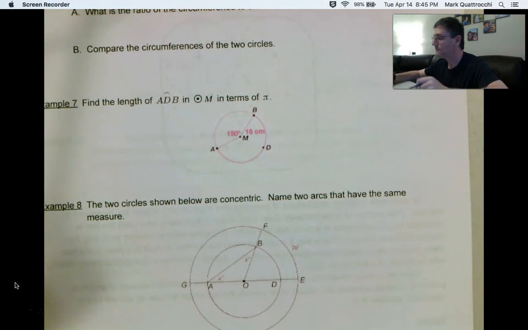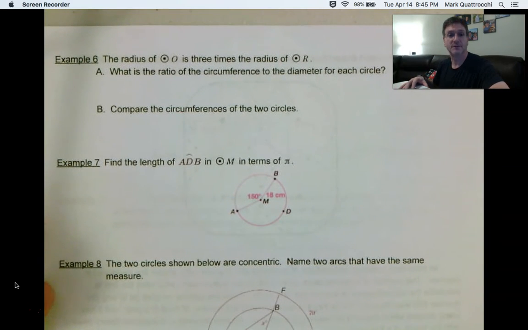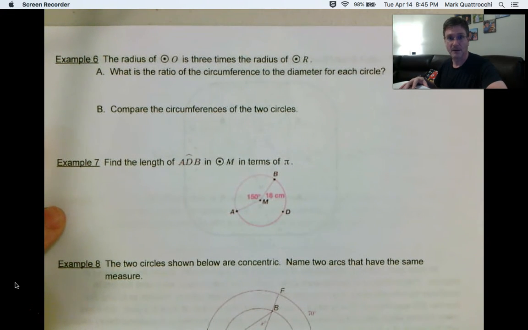Example 6. What is the radius of circle O? The radius of circle O is 3 times the radius of circle R. Sorry, what is the ratio of circumference to diameter of each circle? So the ratio of circumference to diameter for each circle.